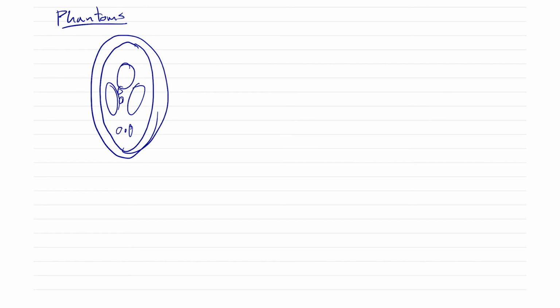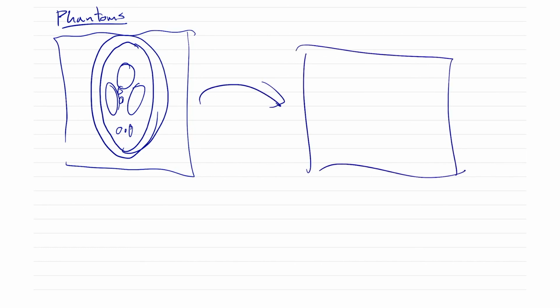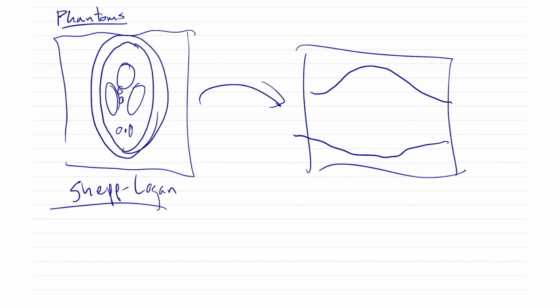Yeah, very sketchy idea. Basically, the idea is that this gives us a sort of ground truth for all of our problems. This is an artificial mathematical model of what a brain, or a brain slice, might look like. We can produce sinograms for this. This is a Shepp-Logan phantom, and this is what we're going to use as our ground truth for our algorithms.